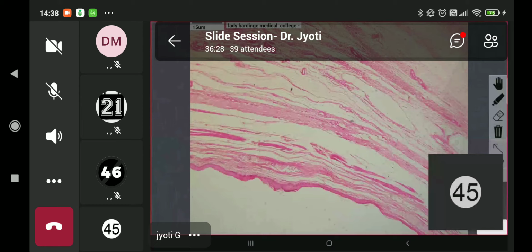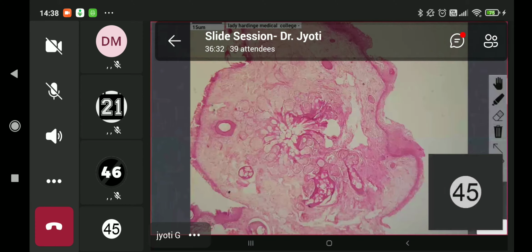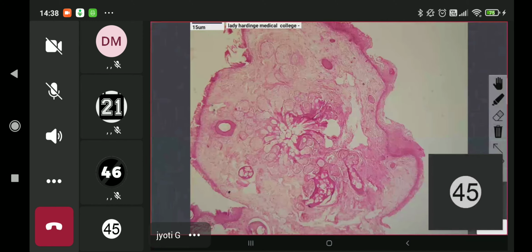Anybody wants to ask anything? You've understood? It's a very simple slide. It's a spotter. All you can see is basically just skin-like tissue. Okay, skin, epidermis, and appendages, skin appendages. This is a dermoid cyst.